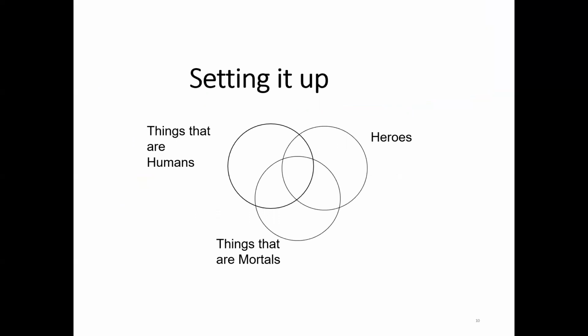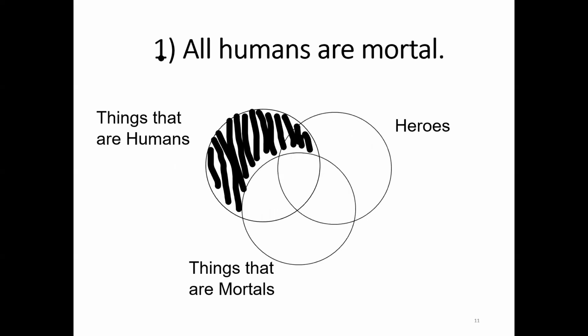And now we can evaluate the argument by diagramming the premises. So the first premise is all humans are mortal. So that's an A sentence. So we shade out all of the section of that circle of humans that is not also in the circle of things that are mortal. So that's why we have that area shaded.